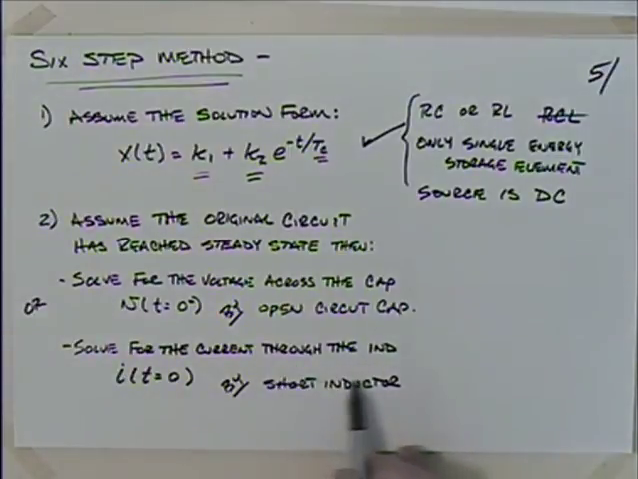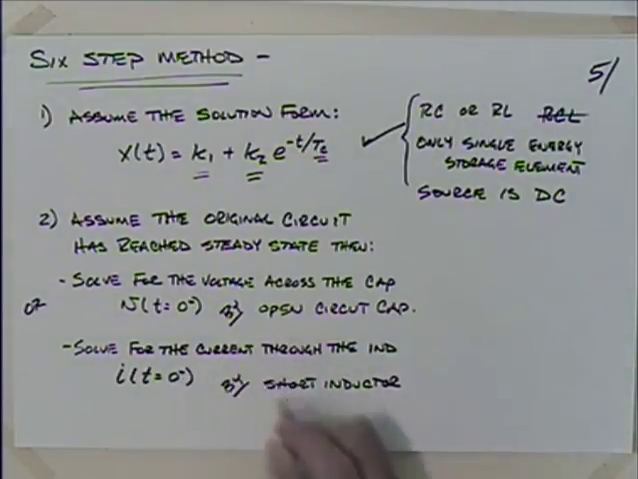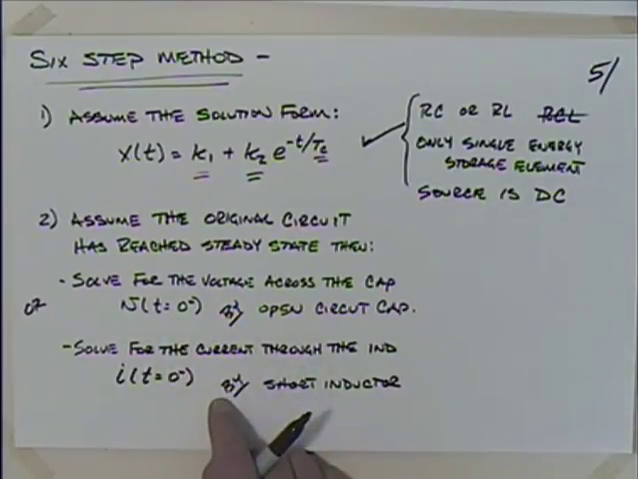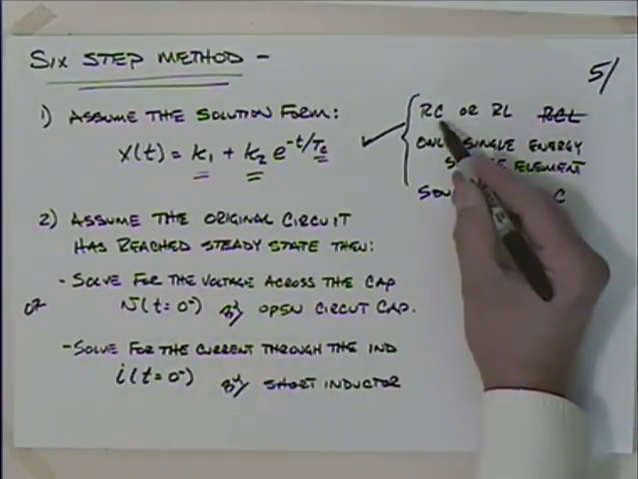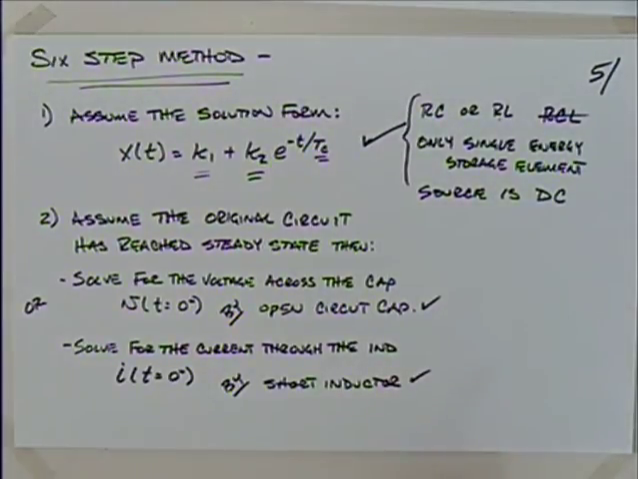Or we solve for the current through the inductor. This is going to be I at t equals 0 minus, for the same reasoning, by shorting the inductor. And again, inductors look like short circuits to steady state systems. So we've got the voltage across the capacitor, or we have the current through the inductor. If we have an RC, we're doing this. If we have an RL, we're doing this.